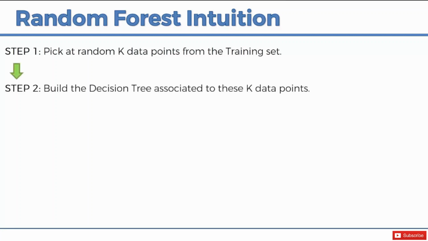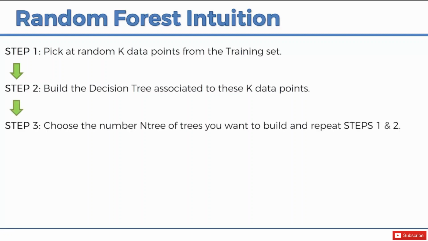Then we're going to build a decision tree associated to these k data points. Rather than building a decision tree based on everything in your data set, you're just building a decision tree based on those data points that you select, so a subset of your data set. Then you choose the number of trees that you want to build, and you repeat steps 1 and 2. You just keep building and building these trees, so you're building a lot of regression decision trees.